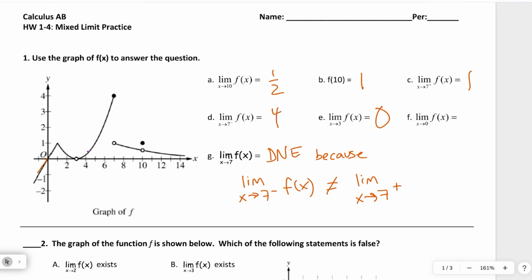Finally, we have the limit as x approaches 0. It appears as though the graph is continuous here, so there's no break or anything, so it's just going to be the value of the function, which is 0.